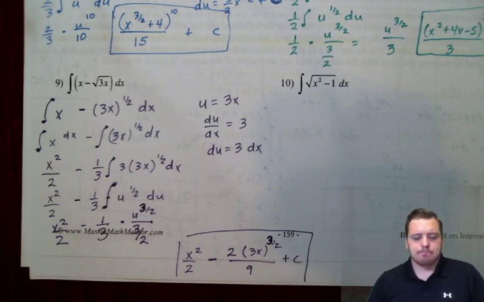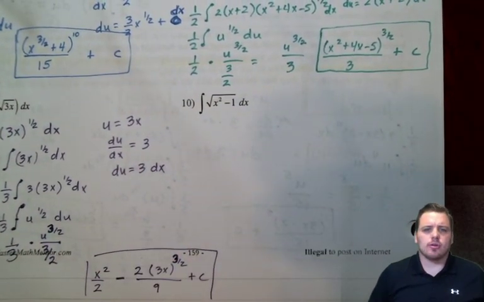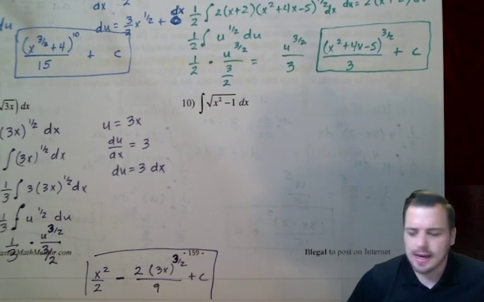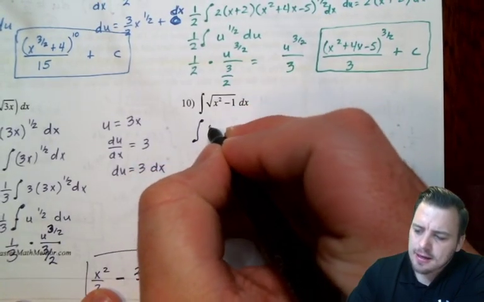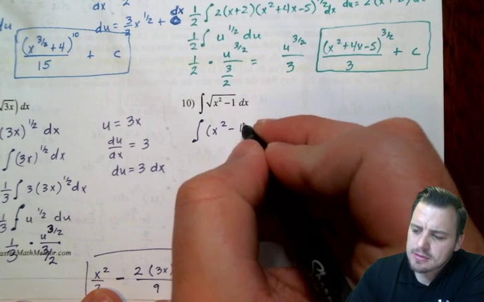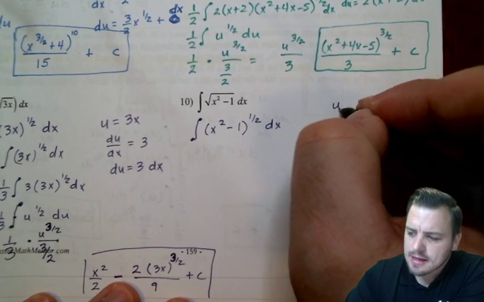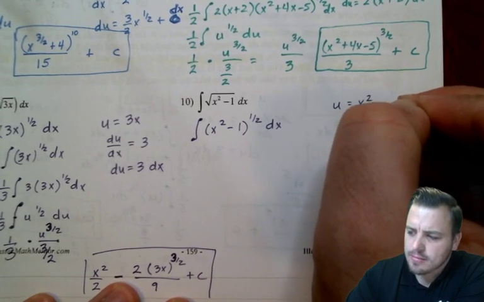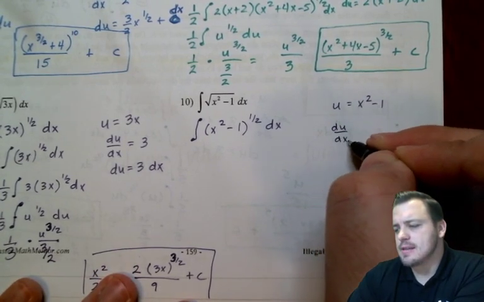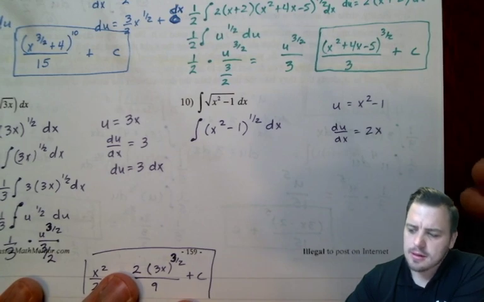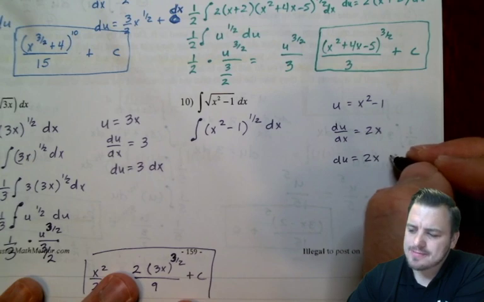All right, look at number 10. So the integral of the square root of x squared minus 1 dx. Looking at this, I'm going to rewrite it as x squared minus 1 to the 1/2 dx. So then use the inside: u is equal to x squared minus 1. So then du over dx is equal to 2x, and therefore du is equal to 2x dx.